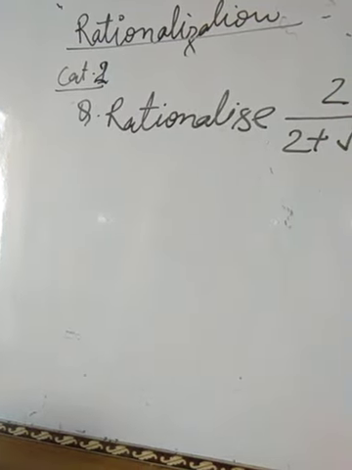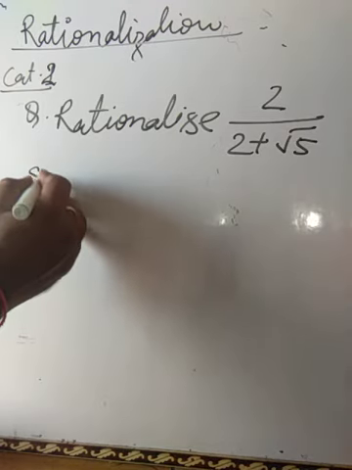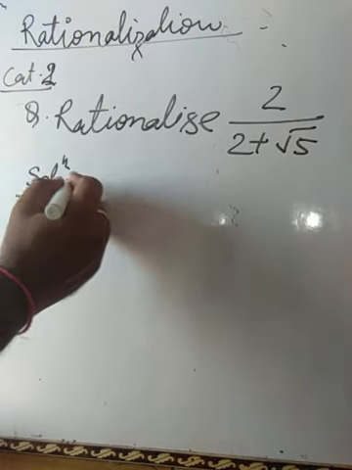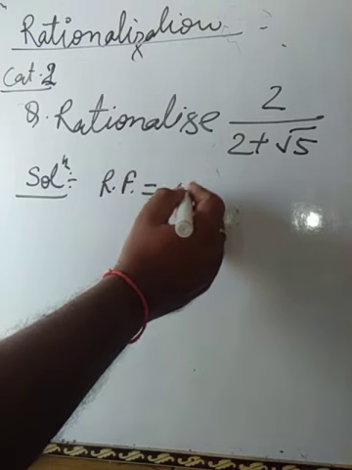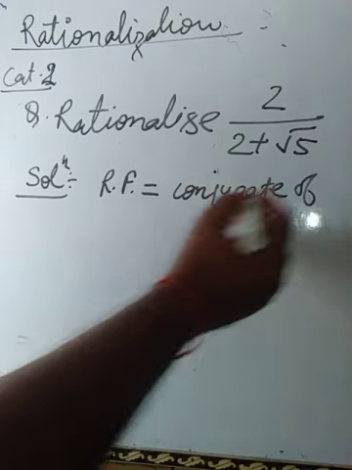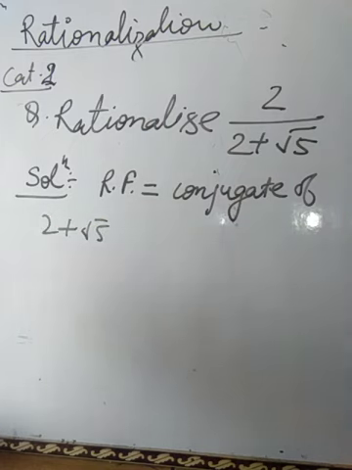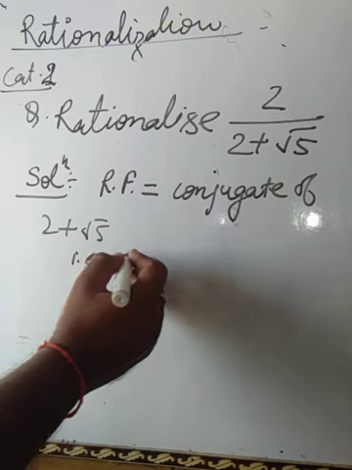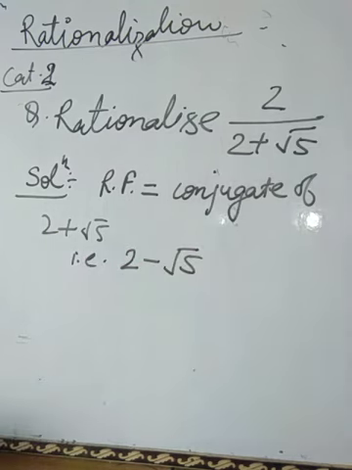Okay, rationalize 2 plus under root 5. As I told in the solution, you have to write RF, that is equals to the conjugate of 2 plus root 5, that is 2 minus root 5. Got it?